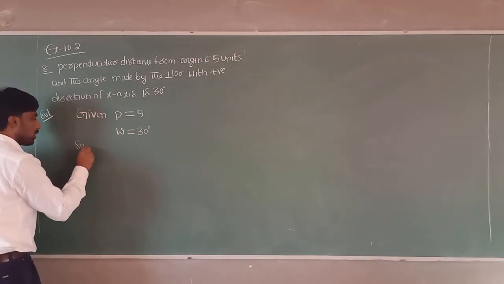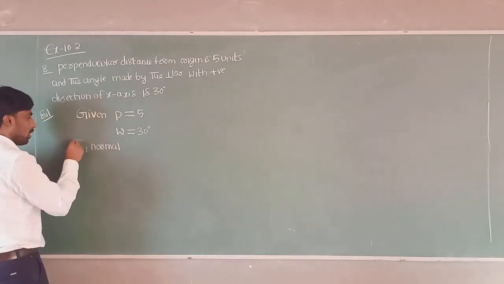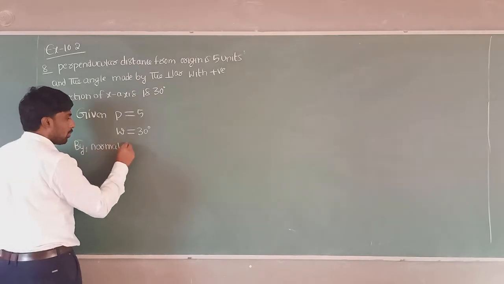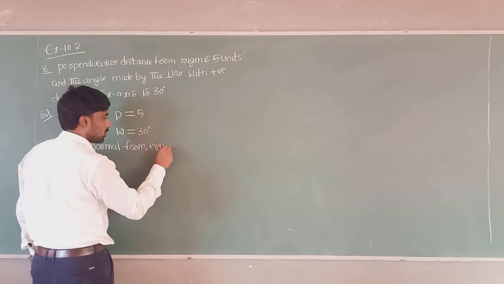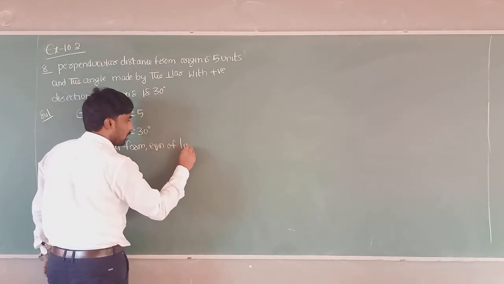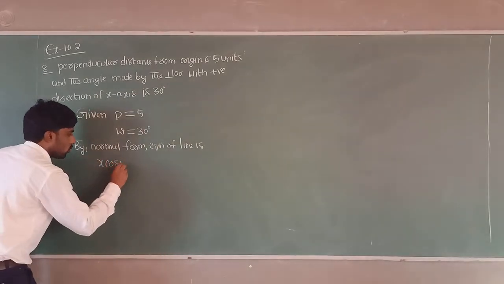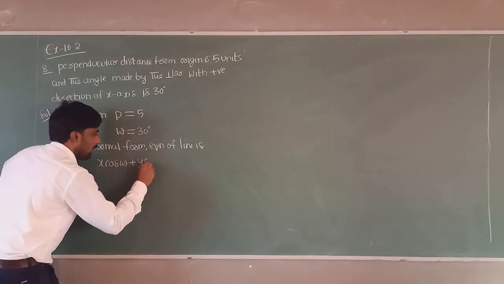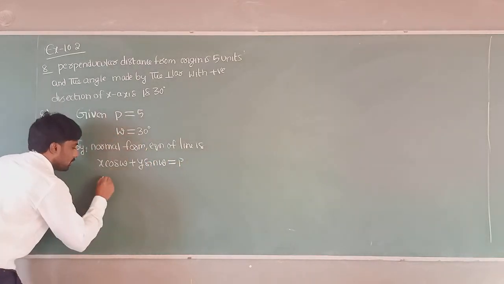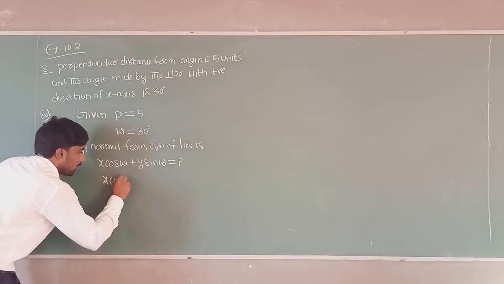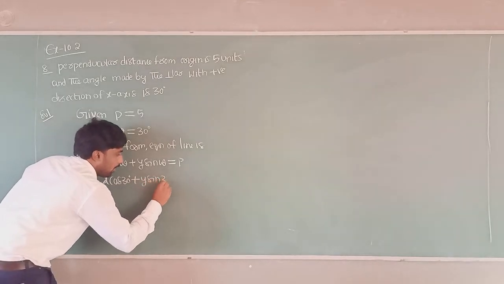So the normal form of a straight line: the equation of a line is x cos omega plus y sin omega equal to p. If I substitute these details here, x cos 30 plus y sin 30 equal to 5.